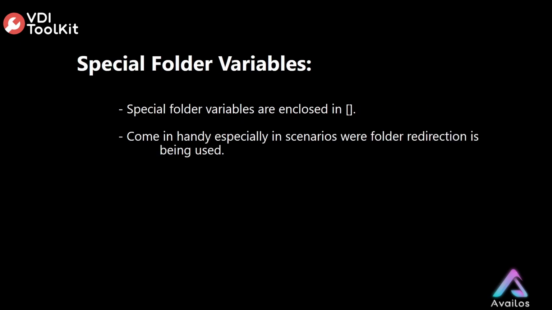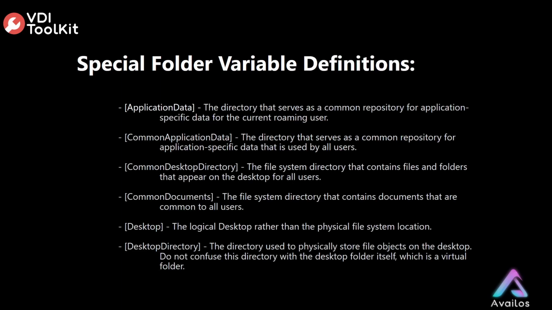Next, let's talk about special folder variables. Special folder variables are enclosed in brackets and they come in handy especially in scenarios where folder redirection is being used. So let's go ahead and define the special folder variables that you can use. We have application data, which is the directory that serves as a common repository for application-specific data for the current roaming user. We have common application data, the directory that serves as a common repository for application-specific data that is used by all users.